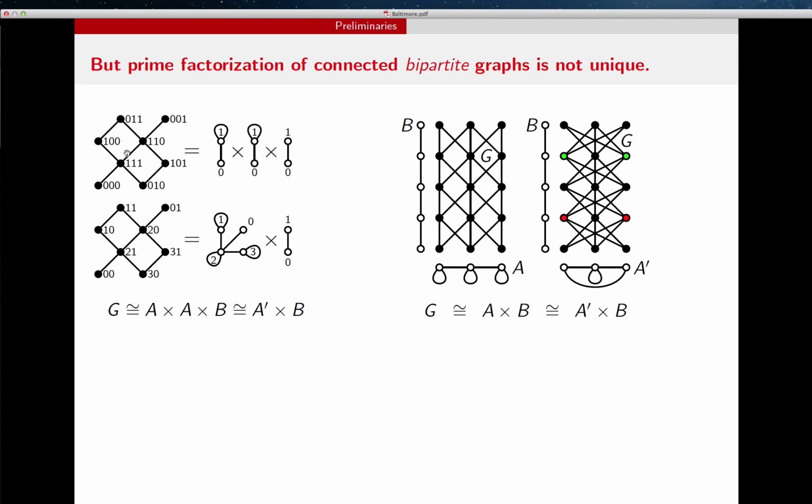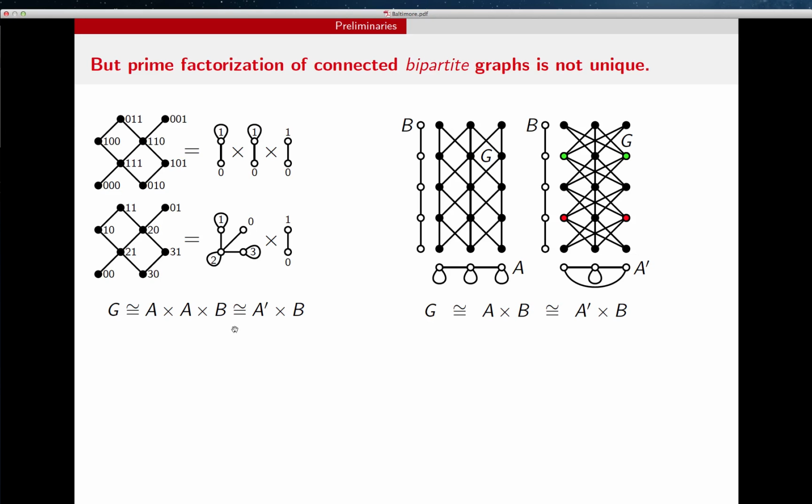Here's another example, a bipartite graph here, and it factors into this prime graph times that prime graph times K2. You may have to look at this for a while, but you can also see that it has a prime factoring with two factors. This graph turns out to be prime, and it times K2 gives you the original graph G. So this graph G factors in two different ways into primes, as A times B, and also as A prime times B. So different prime factorizations. And you even have, in this case, a different number of prime factors.